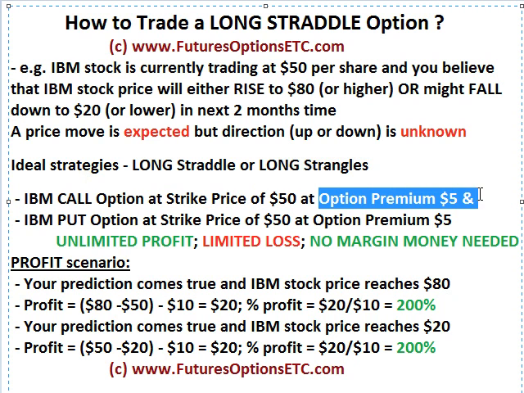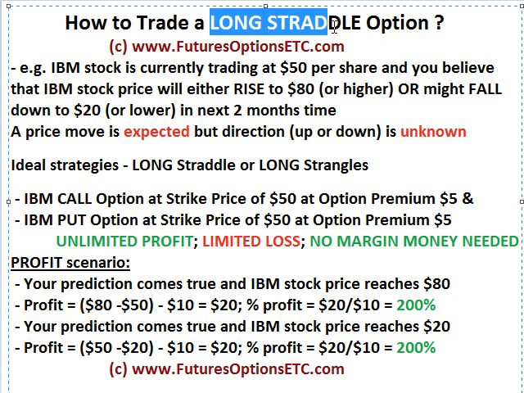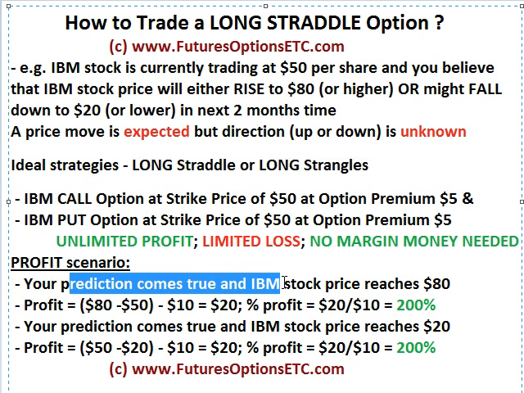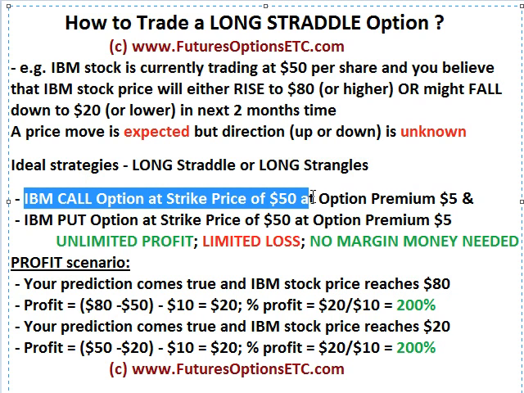Assume that the call option is available for $5 and the put option is also available for $5. So the total price that you need to pay for this particular long straddle position is $5 plus $5, that's equal to $10. Now what will happen in case your prediction comes true? Assume that the price has moved upwards into the range of $80. In that case, you can exercise your long call option.